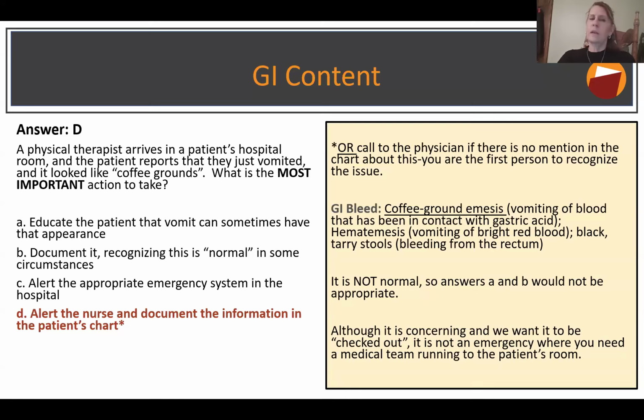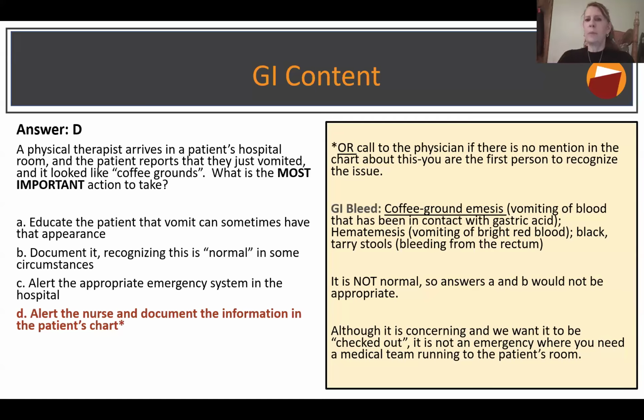It does mean that there could potentially be a GI bleed, but it's not probably an emergency unless they're vomiting large amounts of blood. It's not an emergency situation. So just alerting somebody to get it checked out as soon as they have time is the best thing to do. So when blood mixes with the gastric acids, it gives what they call a coffee ground emesis.